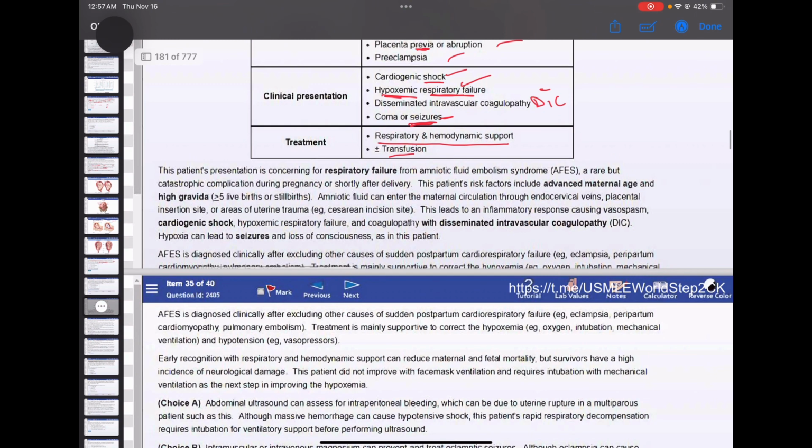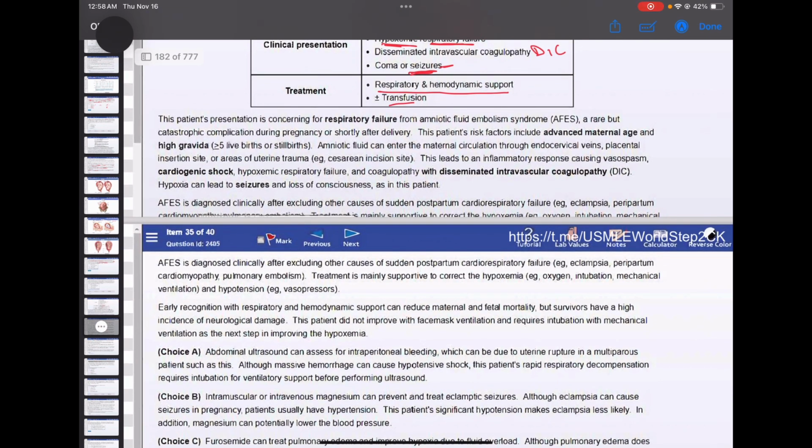This patient's presentation is concerning for respiratory failure from amniotic fluid embolism syndrome. It is rare, but it is catastrophic. It could be because of these risk factors, which we already read. Amniotic fluid embolism syndrome is diagnosed clinically after excluding other causes of sudden postpartum cardiorespiratory failure. So this is happening: baby was delivered normally, and 20 minutes later, there was sudden postpartum cardiorespiratory failure. So you have to rule out other causes first, which could be eclampsia, peripartum cardiomyopathy, pulmonary embolism.